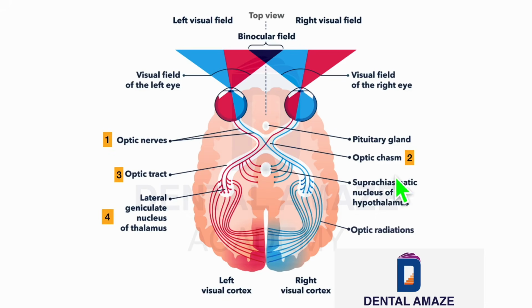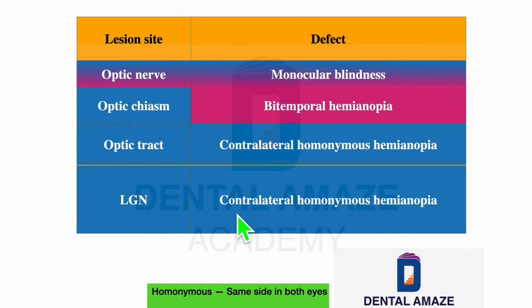Now, what about the suprachiasmatic nucleus of the hypothalamus? Hypothalamus is known for what? Sleep and nocturnal things, day and night. So this area just processes whether it is day or night. That's it. That's why it goes to a suprachiasmatic nucleus. Whereas when you come to here, this is the actual processing, the lateral geniculate nucleus, where things are the same.